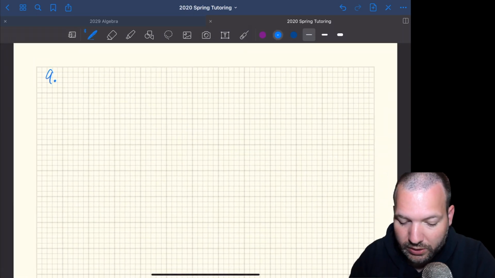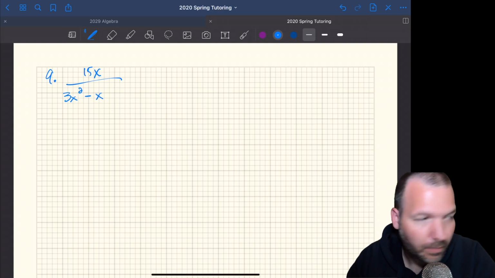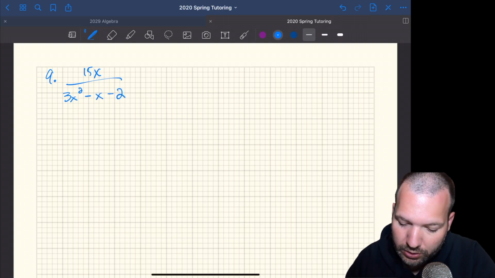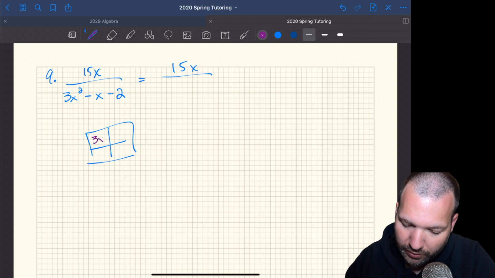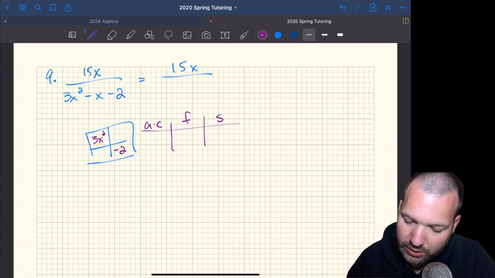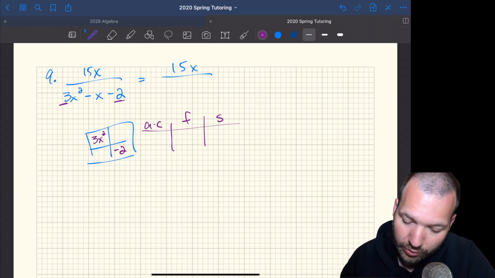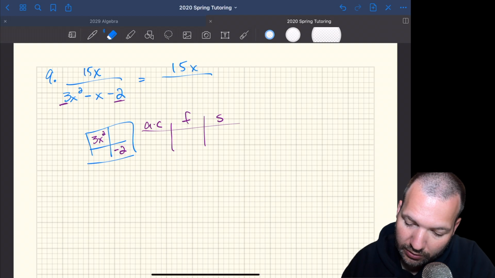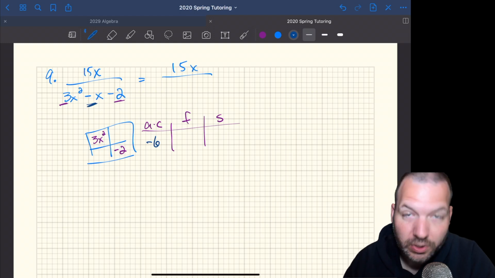Number 9, one more of these excluded value problems. 15x over 3x squared minus x minus 2. Numerator, don't care. 15x, just leave it that way. Denominator, though, that's going to factor, I believe. I'm going to put my 3x squared and my minus 2. And then I'm going to do my table, a times c, f and s. Remember what we mean when we say a times c is that first number times the last number. 3 times negative 2 is negative 6. Are there two factors of negative 6 that add up to negative 1?